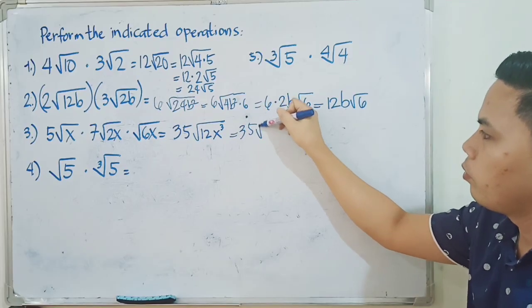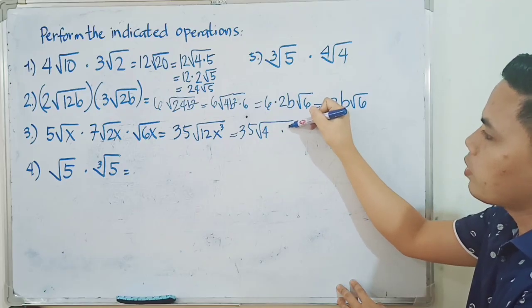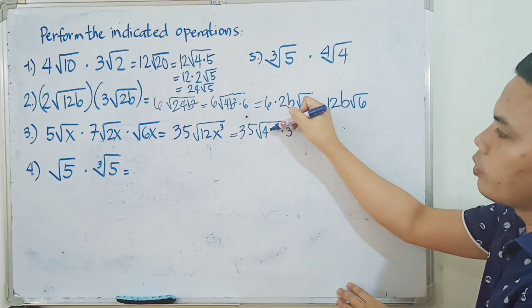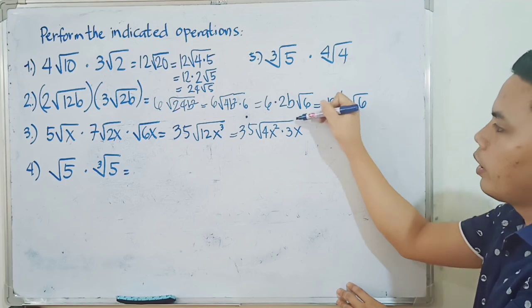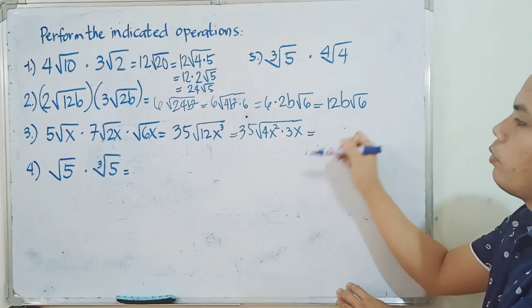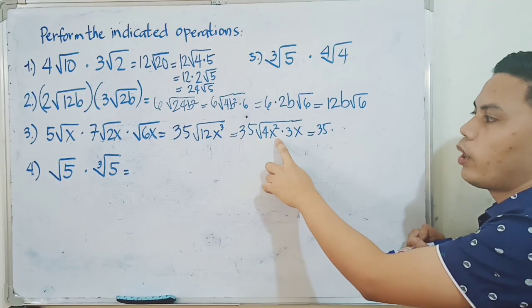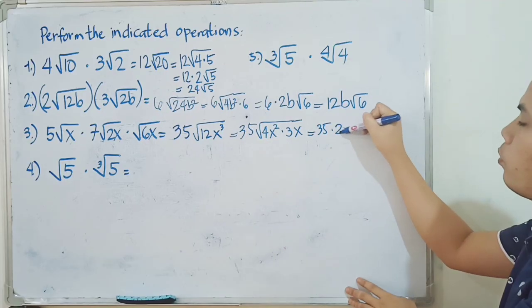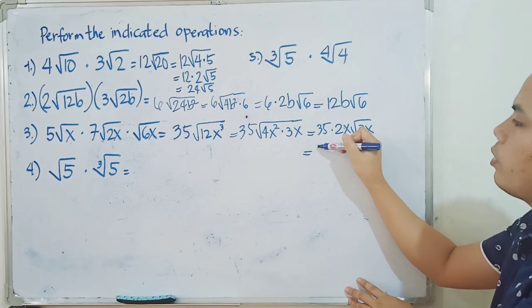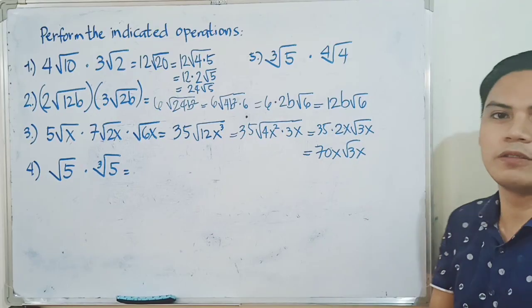So, kukunin natin yung product ng mga factors niya. So, we have 4 times 3, dun sa numerical coefficient na 12. At sa x cubed naman, yung factors niya would be x squared and x. Okay? Extract natin yung perfect squares. So, we have 35 times square root of 4 is 2. Square root of x squared is x. So we have 2x square root of 3x. Finally, our answer is 70x square root of 3x.